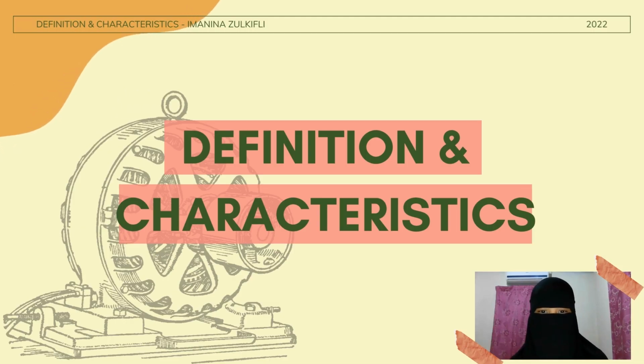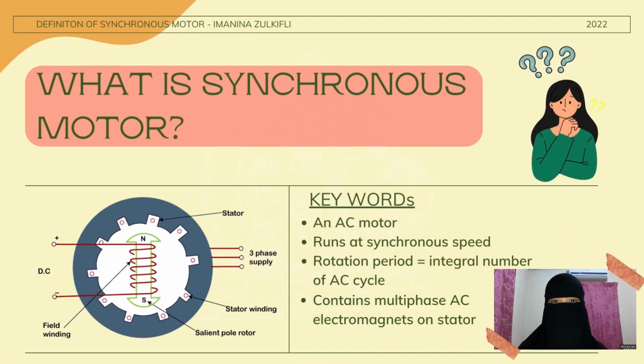Let us begin with definition and characteristics. What is a synchronous motor? A synchronous motor is an AC motor. An AC motor is a motor that takes AC supply as an input and converts it to rotational motion. An AC motor's speed depends on the supply frequency, whereas the DC motor speed is controlled by the voltage.